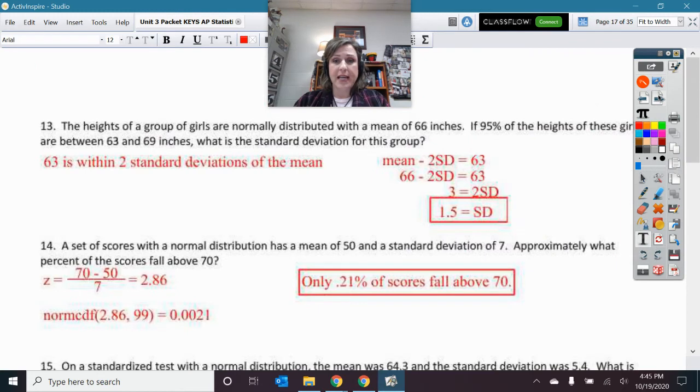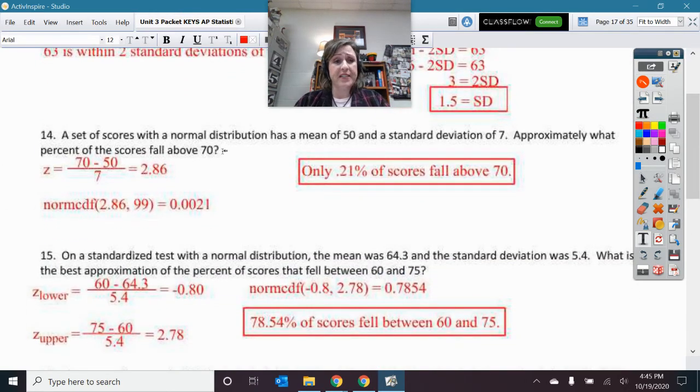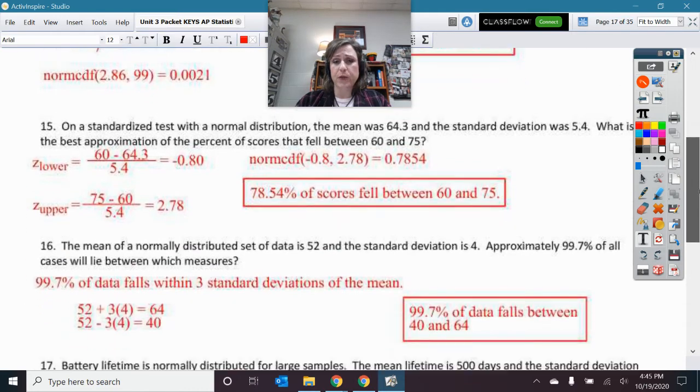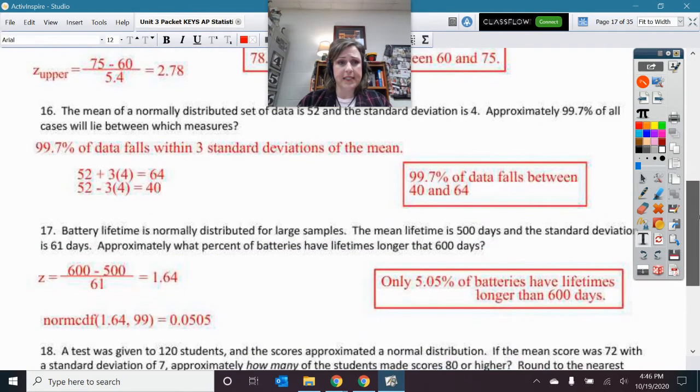Okie dokie. Next, these are within 2 standard deviations, so then you've got that there. Here we have fall above a 70, so I find a z-score of 2.86. So only this percent, only 0.21%, so a fifth of 1%, so a little bitty, are above a 70. And then here was between 2 values. So we had to find the z-score for both of those values, and then we got our area, the 78.54%.